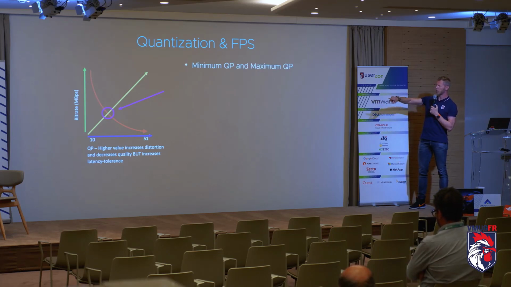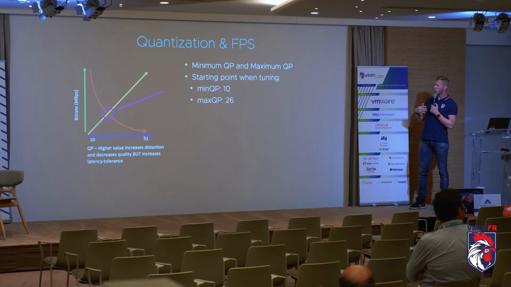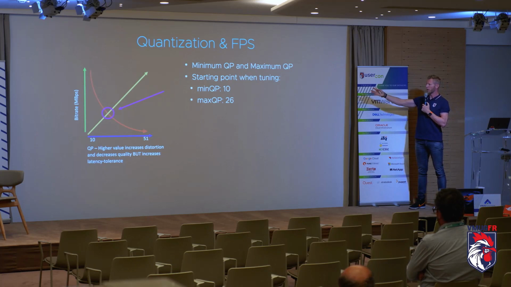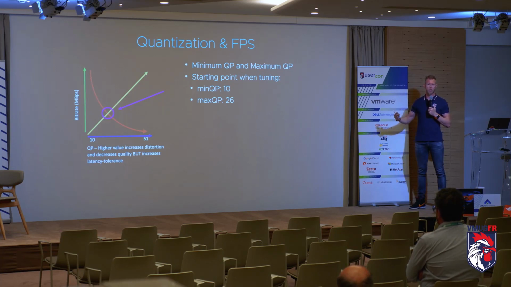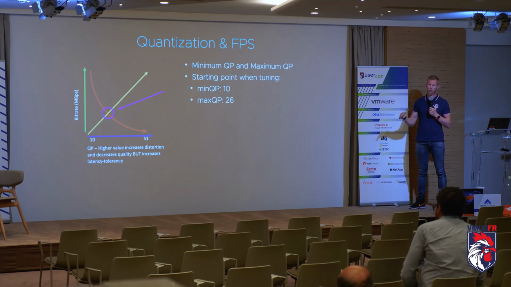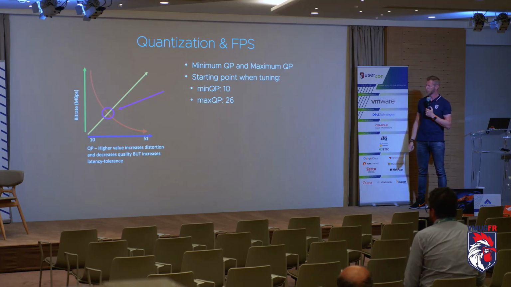And you can do that using a min QP and a max QP. We always start with a starting point of a min QP of 10, and I'll explain in a bit why, and a max QP of 26. The 10 is basically the highest quality. It's the lowest number, but it's the highest quality. And the max QP, you can adjust it until 51, which means that you add a lot of compression, but as a result, in case of latency increasing, the user experience will be good, will be continuous.